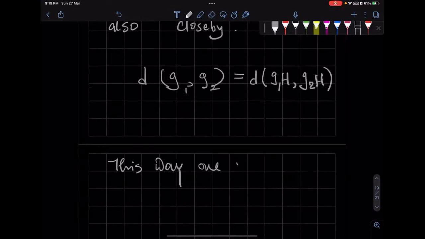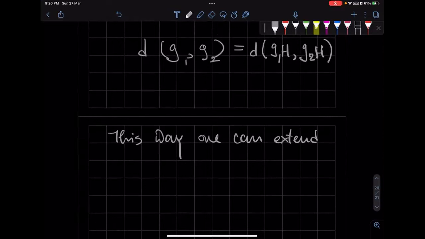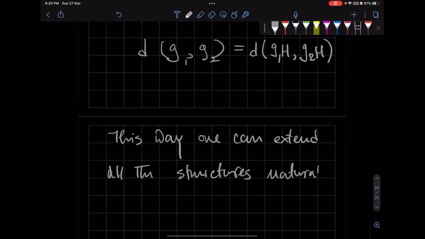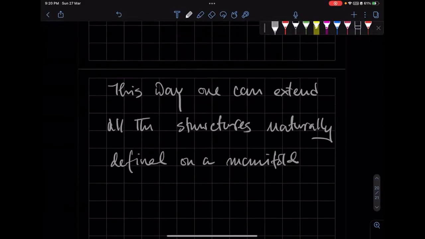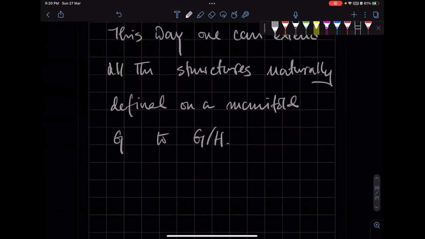This way, one can extend or continue, I don't know what word to use, extend all the structures naturally defined on the manifold G to G over H. Okay, and then G over H becomes a manifold.